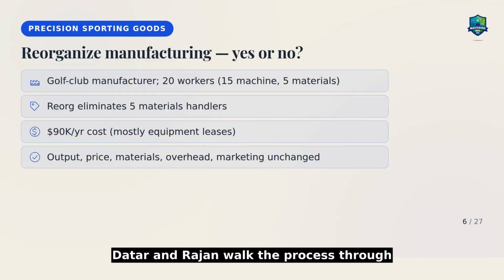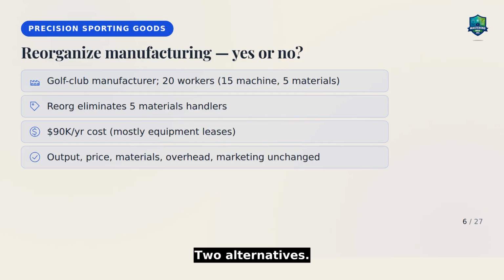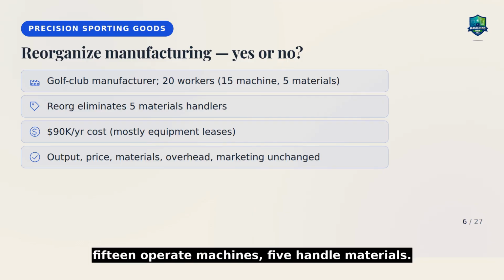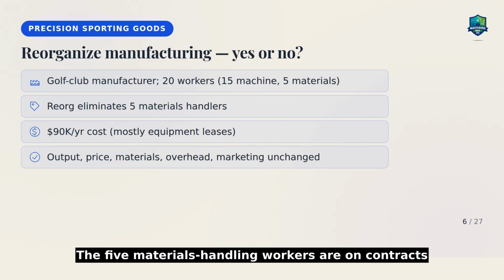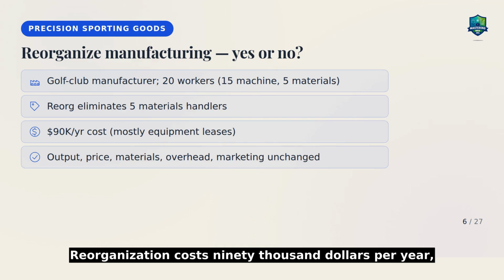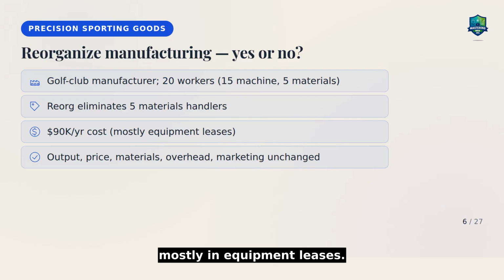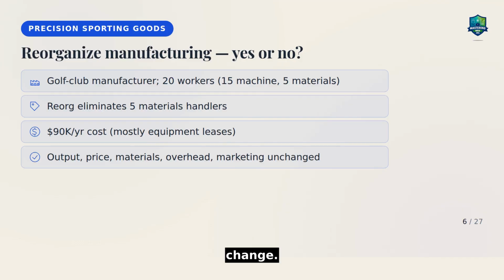Datar and Rajan walk the process through Precision Sporting Goods, a golf club manufacturer. The decision: reorganize manufacturing to eliminate manual materials handling. 2 alternatives: don't reorganize or reorganize. 20 workers today, 15 operate machines, 5 handle materials. The 5 materials handling workers are on contracts that allow layoff with no severance. Reorganization costs $90,000 per year, mostly in equipment leases. Production output, selling price, materials cost, overhead, and marketing: none of those change.